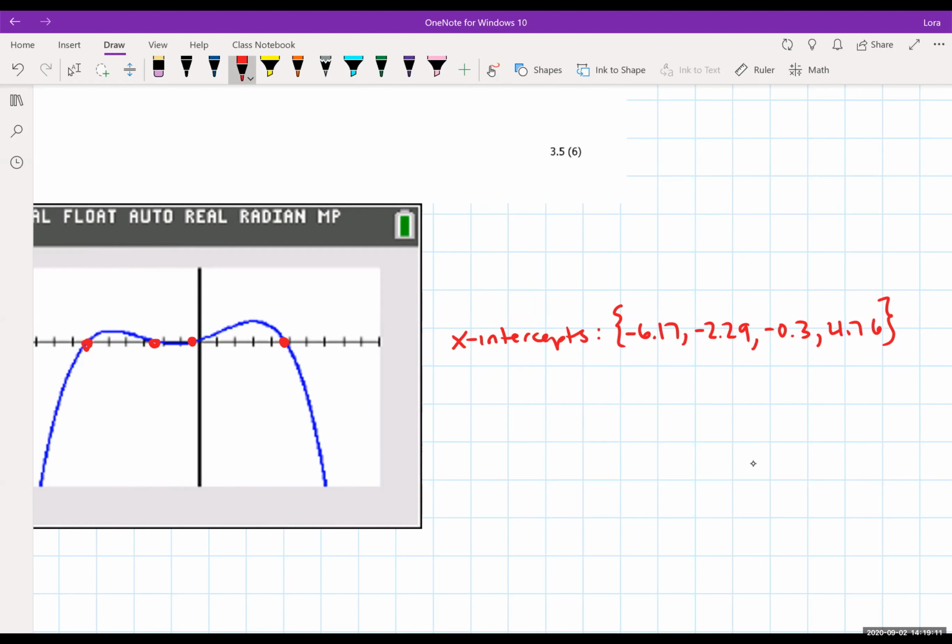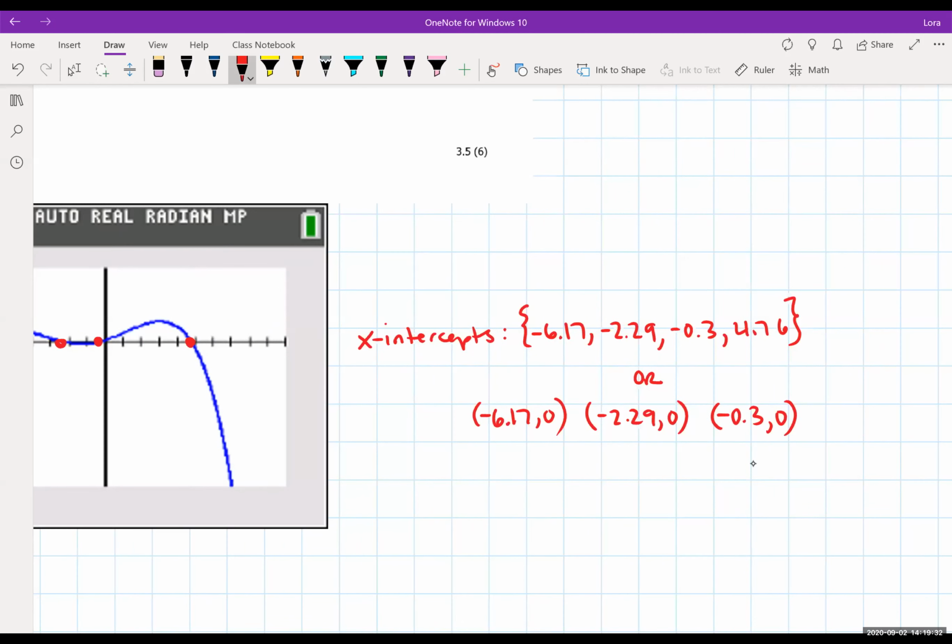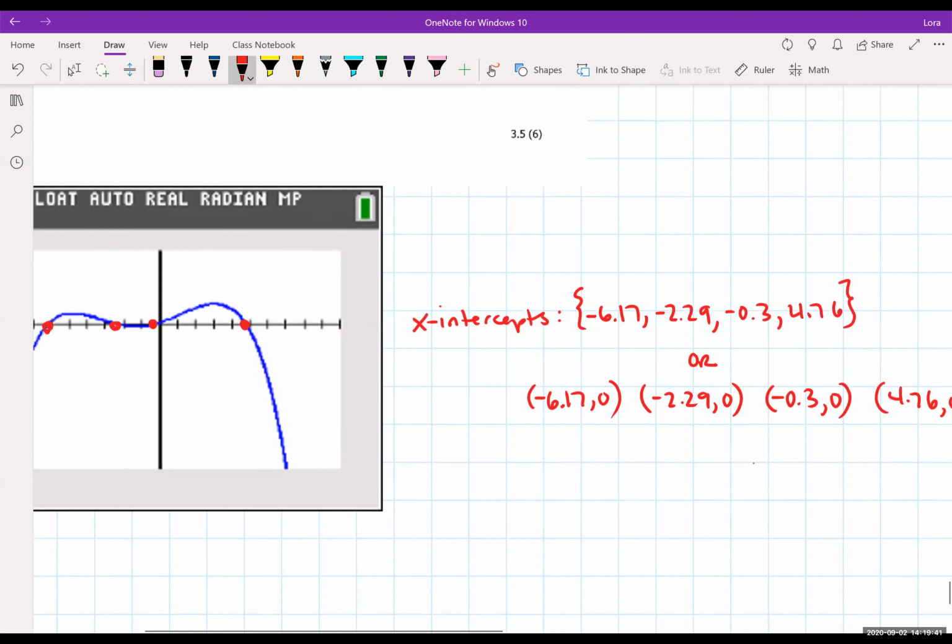If you would like, you could have also written them in ordered pair form. So you might see it where you have zeros, so the y value is 0. Sometimes at this point when we're dealing with polynomials, we don't take time to write this because we already know that when we're finding the zeros or the x-intercepts, it's already implied that the y value is 0. But feel free, either way would work.